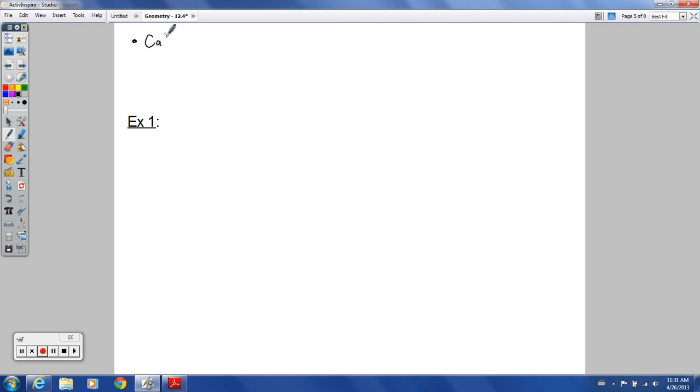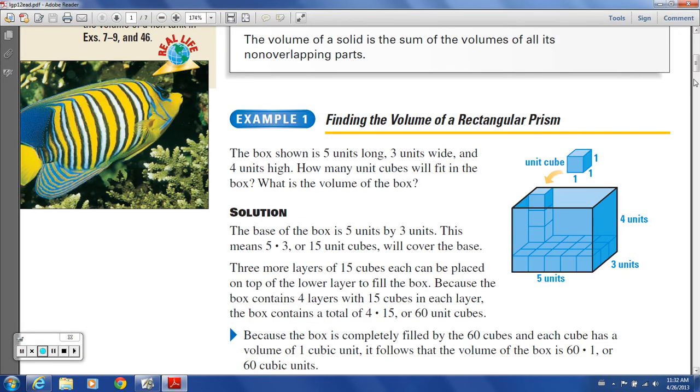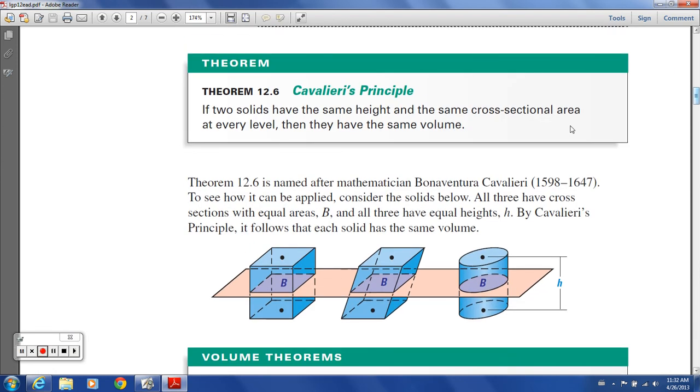insert into here, something called Cavalieri's principle. And this is a theorem. I went out of order a little bit here, but that's okay. This is theorem 12.6. So theorem 12.6, Cavalieri's principle. It shows you some examples here. If things have the same height and the same cross-sectional area, so they're saying if B is the same, the area of the base here is the same as this one is.